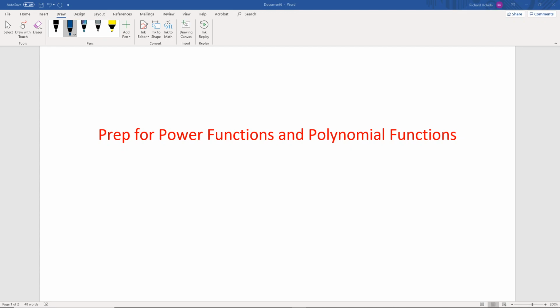As we prepare for polynomial functions and power functions, what you're going to see is that a lot of the things we need doesn't require a lot of work. It's knowing that certain characteristics will determine the behavior of the graphs of these functions.